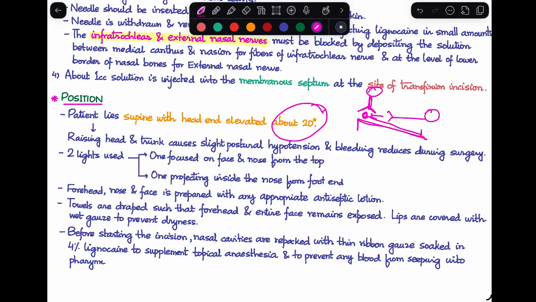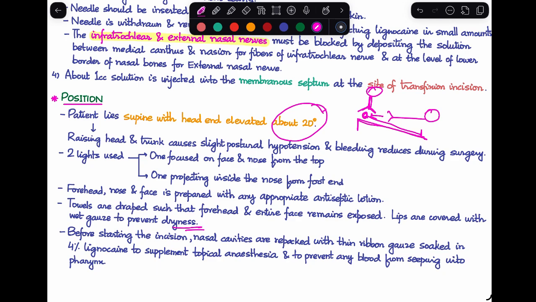Next, after you have positioned the patient, we'll do some basic dressing and draping. We will be preparing the forehead, the nose, the face of the patient with some antiseptic lotion, whatever is used. Maybe you can use betadine. And then we will perform draping. The towels are draped such that the forehead and the entire face remains exposed, and the lips are covered with a wet gauze to prevent any dryness of the lips.